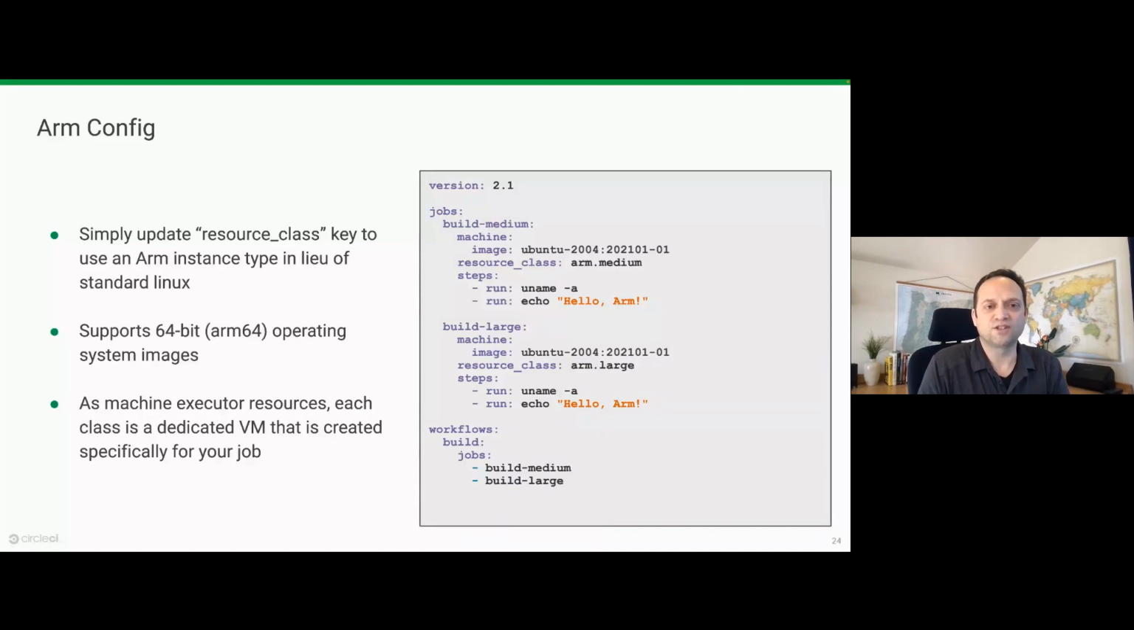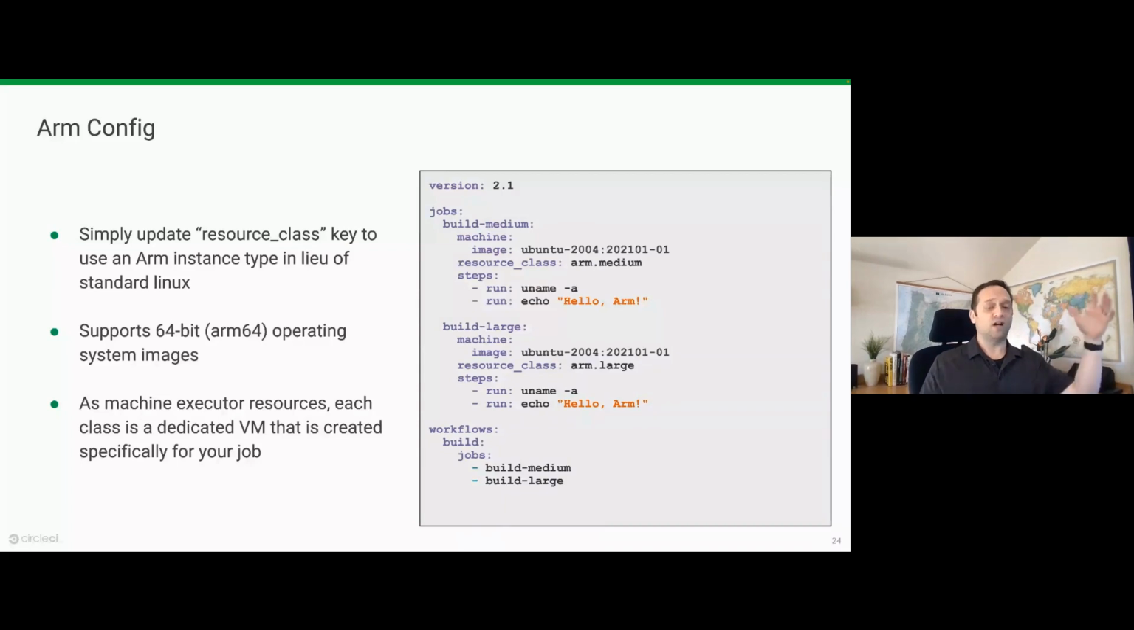So if we look at resource class, we see it's ARM medium and ARM large for the large build. We support 64-bit operating system images. So in this case, the image did change because we're pointing to an Ubuntu ARM image. And again, as before, it's a machine executor, so you have a dedicated VM specifically for your job. So really that's all that's changed.